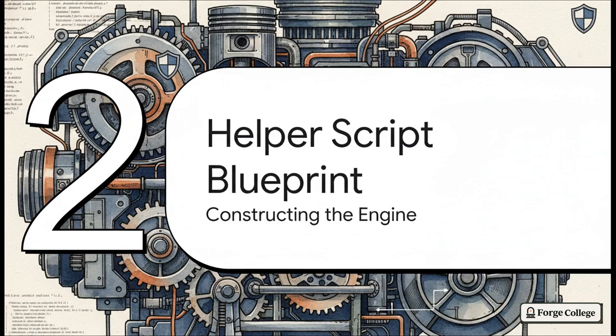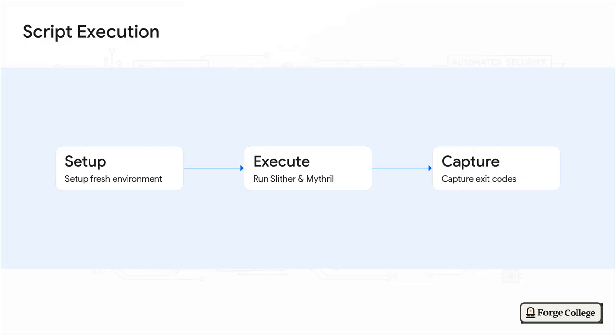Moving on to section 2, the helper script blueprint. This is where we actually construct the engine. The motor for our assembly line is surprisingly simple. It's a bash helper script, which you'll typically place at tools/analysis/run_scans.sh in your repository. It runs in 3 very distinct steps. Step 1, set up a fresh environment. Step 2, execute Slither and Mythril. And step 3, capture the exit codes.